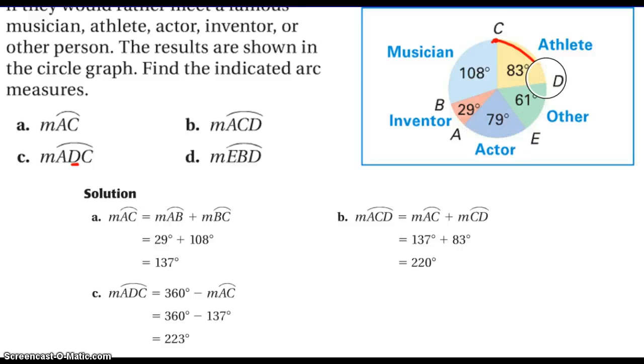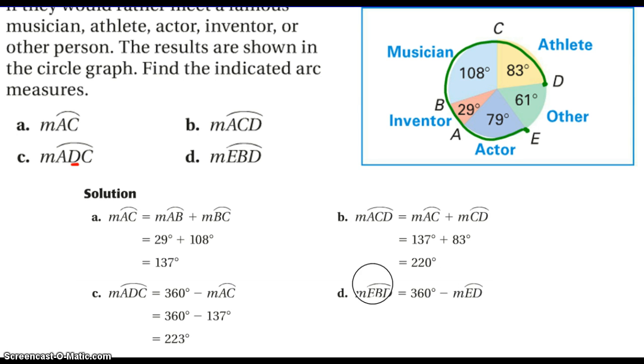Alright, my last one, we have arc EBD. So our endpoints are E and D, and we're passing over B. So again, to look at the minor arc and subtract the minor arc from 360 would be a much simpler way than adding all those other arcs together.